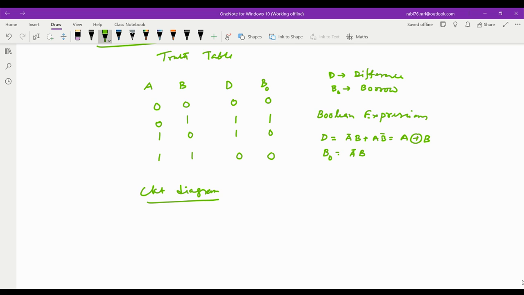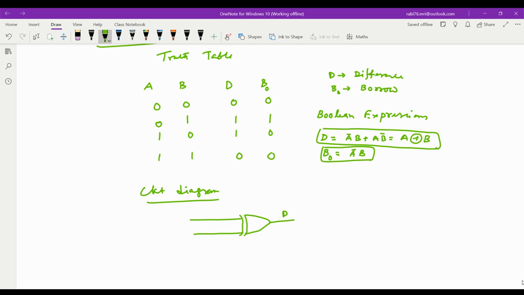তাহলে আমরা দুটো এক্সপ্রেশন পেয়ে গেলাম। ডিফারেন্সের এক্সপ্রেশন পেলাম, ওটার সার্কিট ডায়াগ্রাম আমার কাছে ইজি, আর বরোর এক্সপ্রেশনও আমরা পেয়ে গেলাম। তাহলে কি হবে? দুটো ইনপুট আছে, একটা হচ্ছে A আর একটা হচ্ছে B। এই দুটো আমরা যদি এক্সঅর গেটে দিয়ে দিই, তাহলে হয়ে গেল তোমার ডিফারেন্স, রাইট?